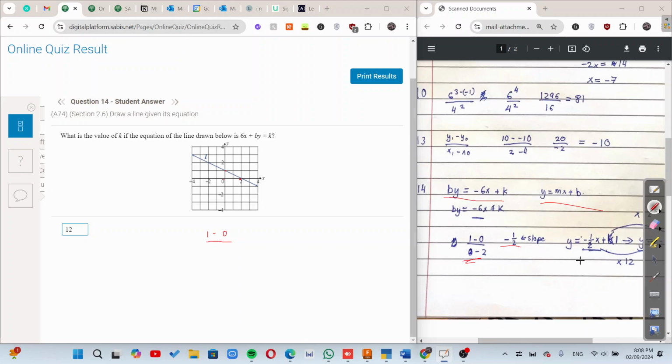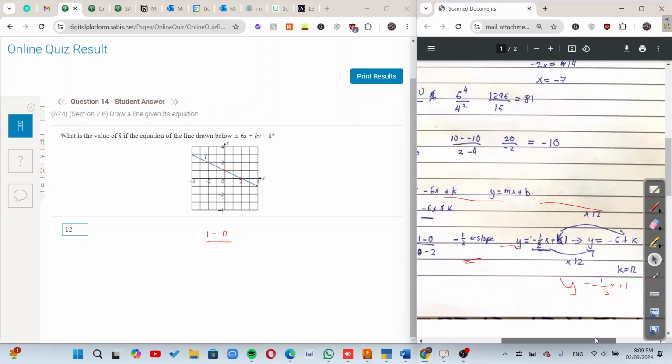You're going to rewrite this in your new equation, which is y equals negative half x plus your y-intercept. Now you're going to ask, how do you find the y-intercept? The y-intercept is the point where the line meets the y-axis. In this case, the line touches the y-axis at exactly 1. So your y-intercept here is 1.